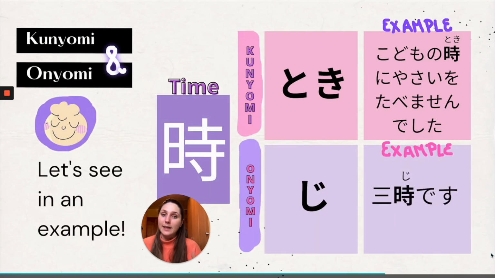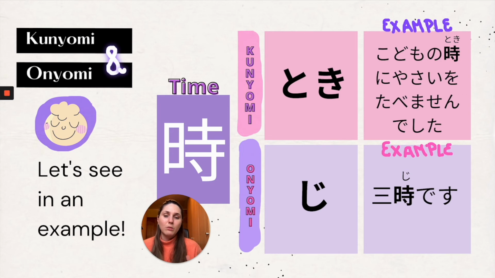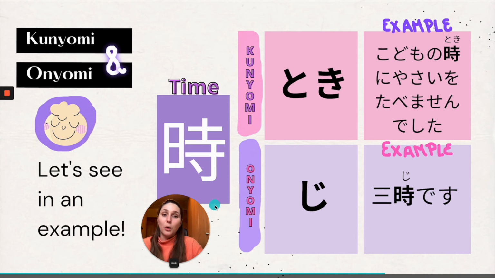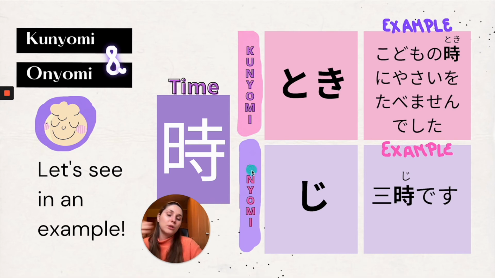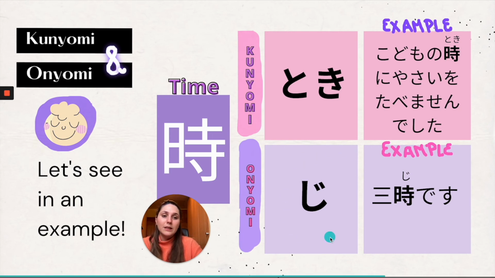So let's see an example. Let's imagine we want to learn the kanji for time. This one here would be the kanji for time or moment. So the kunyomi of this kanji is toki, and the onyomi of this kanji is ji. So usually, when I see the kanji not together with other kanji, that's what I mean when I say alone, between hiragana or another thing, we will read it as toki. For example, 子供の時に野菜を食べませんでした. When I was a kid, I didn't eat vegetables. So toki.